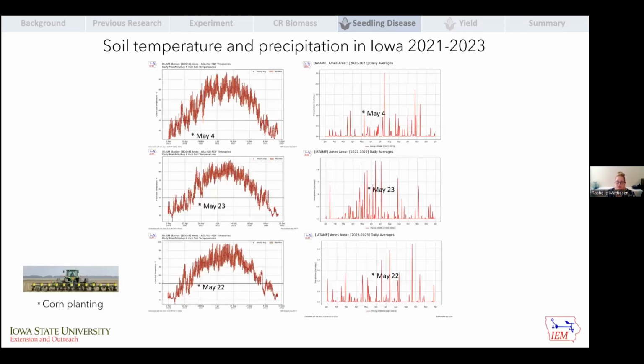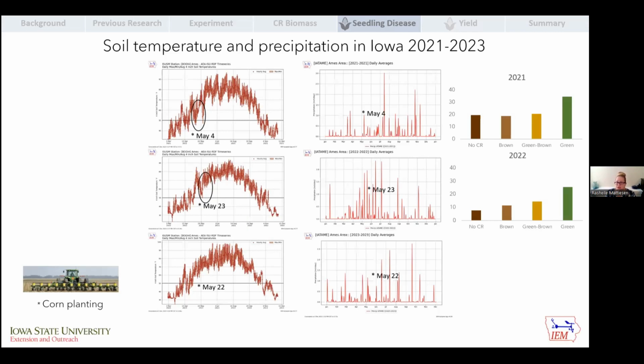Going back to that soil temperature and precipitation across those 3 years in Iowa, we planted the corn on May 4th for the first year. As you can see, there are some temperatures that are below 50 there, and there's some precipitation. Pythium species that cause seedling disease in Iowa really like it cool and wet. So that can maybe be a reason why we're seeing more seedling disease in 2021.